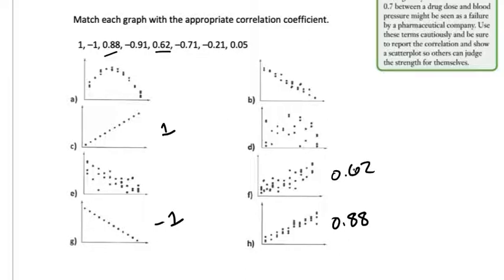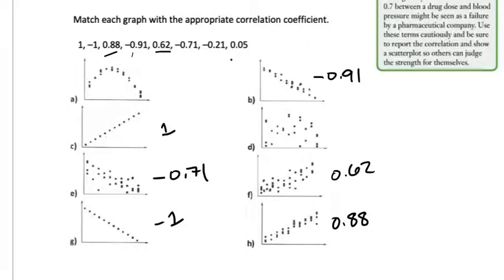We have -0.91. That's going to be pretty close to a line with a negative slope. I think that looks like B. And not quite as close to a line with a negative slope is -0.71, and that looks like E. E is not as close to a straight line as B is. So that's going to be closer to 0 than the value for B.